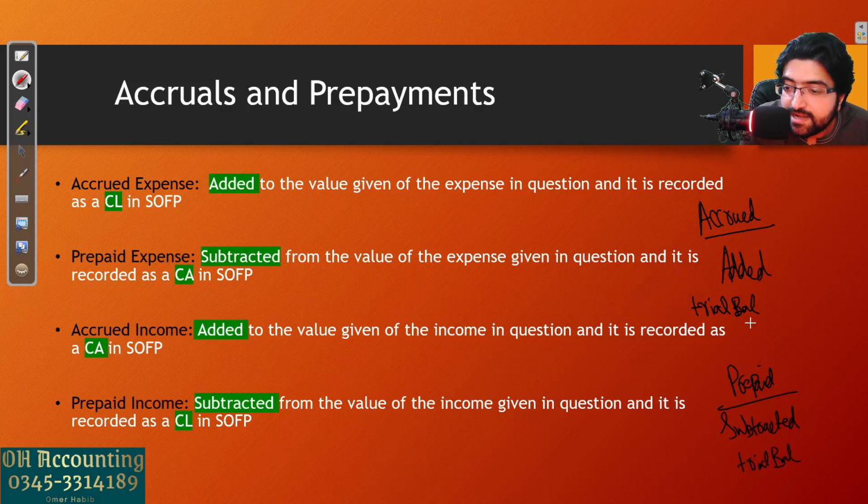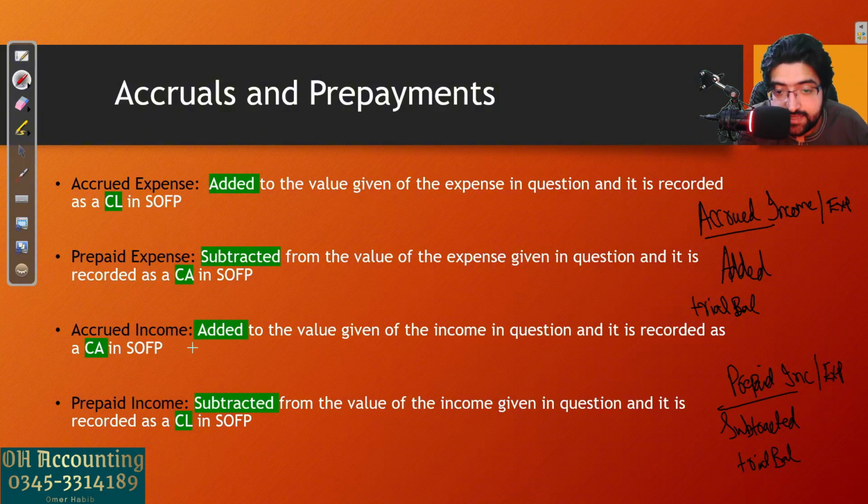You can just remember it like this. Okay, accrued income or expense, both are added to the amounts given in the trial balance, and prepaid income or expense is subtracted from the amounts given in the trial balance. Okay, accrued expense and prepaid income is a current liability, whereas prepaid expense and accrued income is a current asset, and I have told you why as well in the previous slides.